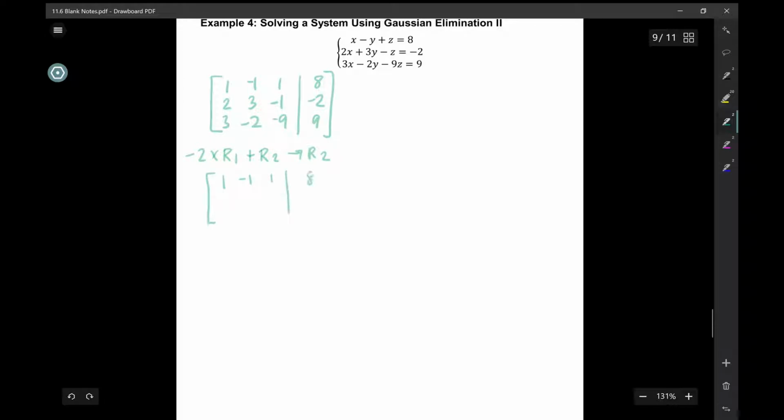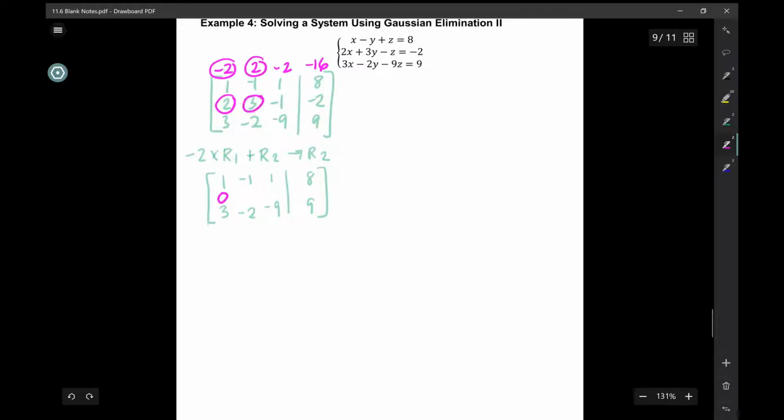So row 1 and row 3 are staying the same. What I like to do is get a different color and write negative 2 times row 1 above. So that would be negative 2. Negative 2 times negative 1 is positive 2. Negative 2 times 1, negative 2. Negative 2 times 8 is negative 16. And now I'm taking negative 2 and 2 and I get 0.